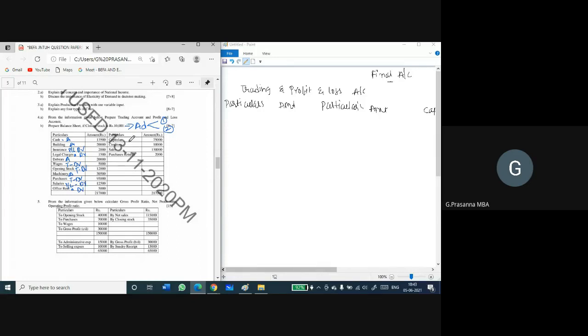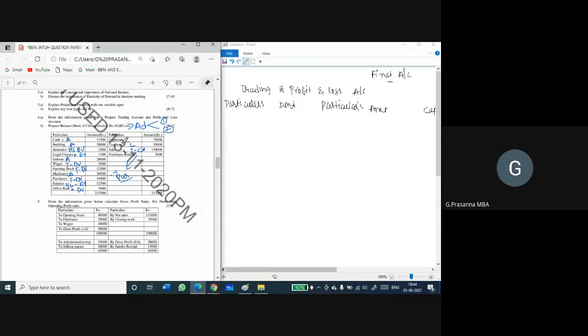Now we will see the credit side transactions. Capital, okay, capital will be coming in the balance sheet liability side. Creditors, liability. Sales, sales will be coming in the trading account credit side. Purchase return, this purchase return you need to minus from purchases. Okay, we have to deduct this purchase return amount from the purchases. Now we have marked all the entries.